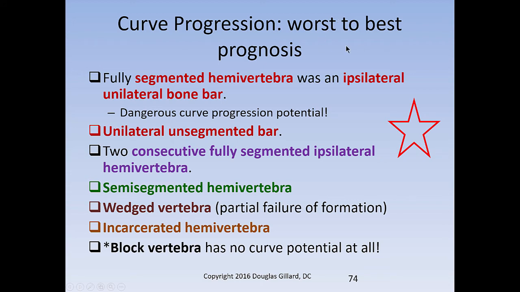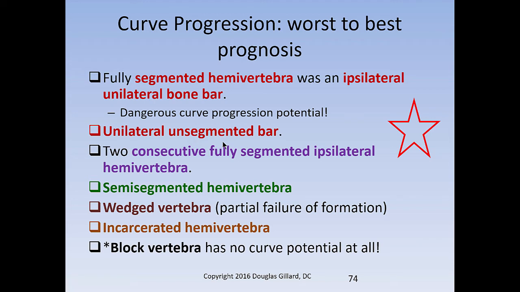So here's a chart from a recent research paper, and all the authors agree with this. A fully segmented hemivertebra is the worst one: a fully segmented hemivertebra on the left with a right-sided unilateral bone bar right across from it at the same level. This unilateral bone bar acts as a fulcrum point, so it's a very dangerous situation. Then a unilateral, unsegmented bar all by itself is the second most dangerous.